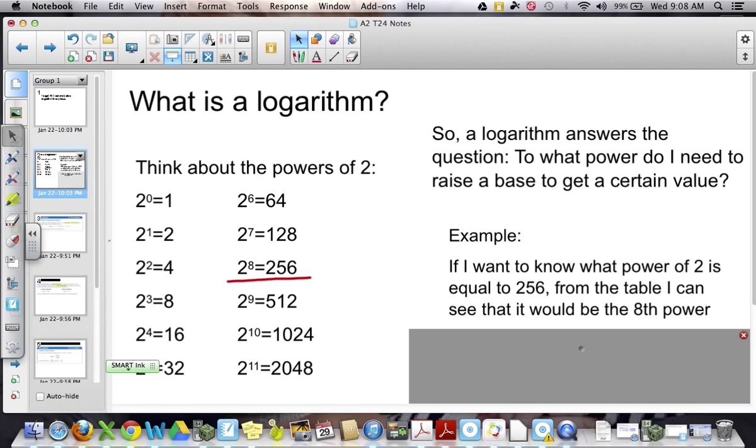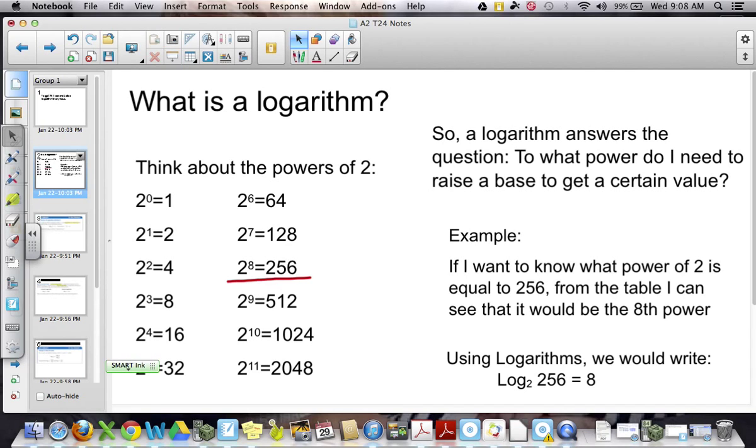Now, in terms of a logarithm, what we would write is log base 2 of 256 is equal to 8. It's telling us what power. This is one thing that I tell students all the time: the definition of a logarithm really is that it's whatever the power is. A log is equal to a power, and you can see that here. The log is equal to the power. It's the 8th power of 2 is 256.